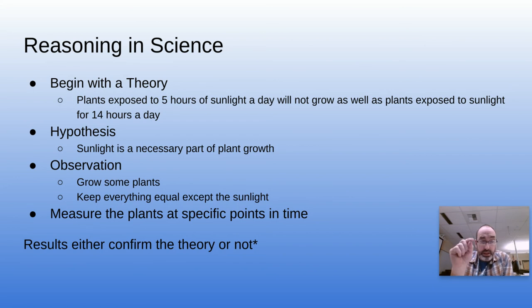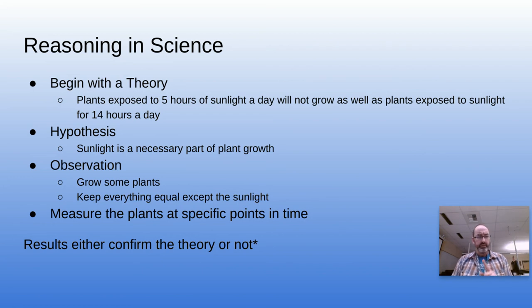At the end of our experiment, we measure the plants at specific points in time to see how they're growing. Okay, and we will come up with data, facts that we can say, okay, this is what happens when you expose plants to sunlight. Now, these results will either confirm our theory or they won't. Now, in history, if you go about it this way, it may not be confirmable. Okay, in the social sciences, it is difficult because you can't really have a control group. There aren't ways that you can go about it.